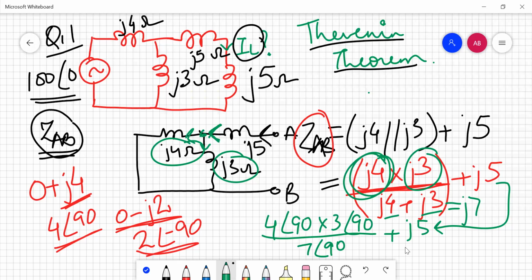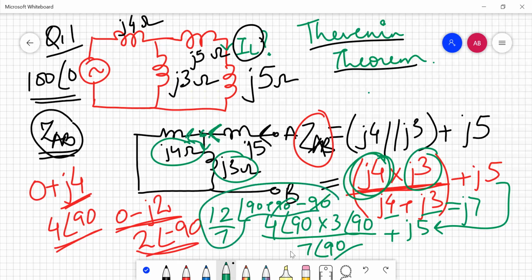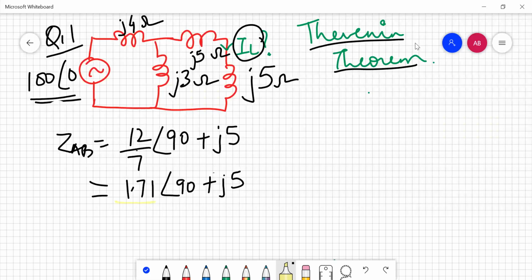So 4 into 3 divided by 7, and the angles will be 90 plus 90 minus 90, because this is division, so this will get a negative sign. Then we have to convert this into our rectangular form, and then we have to add it with J5. So now this is coming out to be 1.71 angle 90.